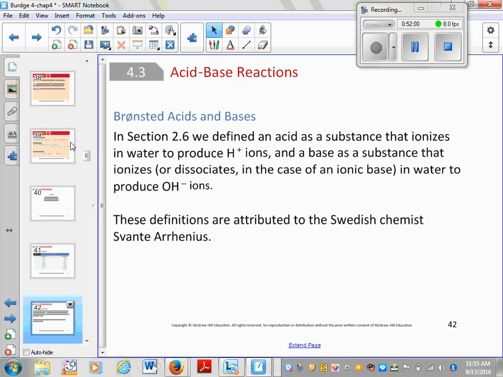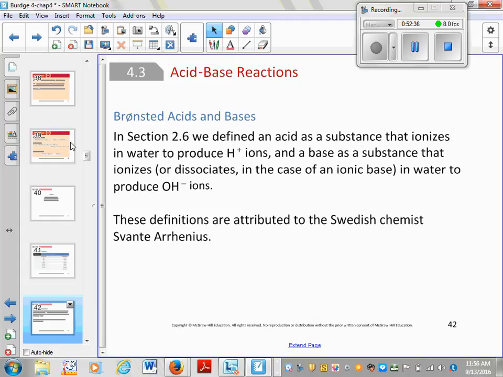So, Bronsted acids and bases. Back in section 2.6, we said an acid is something that ionizes to produce H plus ions, and a base is a substance that ionizes or dissociates, in the case of ionic bases, to produce OH minus. That is the definition of Arrhenius. The Arrhenius definition of an acid or base is that an acid produces H plus in water, a base produces OH minus in water.